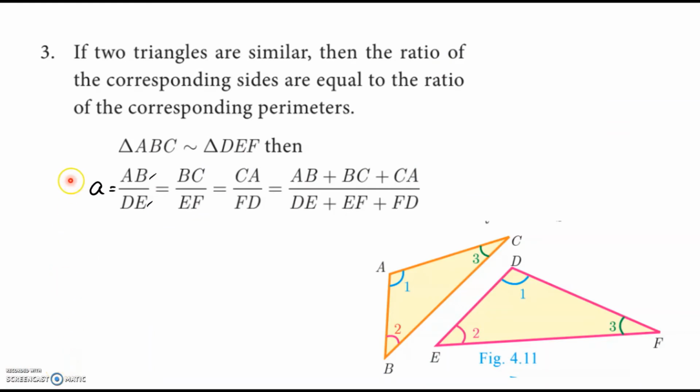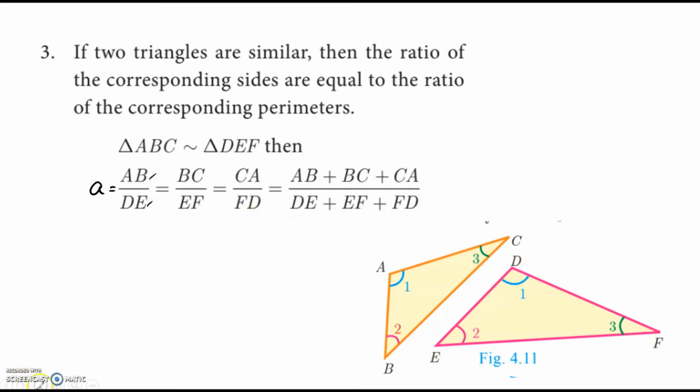The third property says, if two triangles are similar, then the ratio of the corresponding sides is equal to the ratio of the corresponding perimeters. So we know the perimeter is the sum of all the sides. So the sum of all the sides of triangle ABC over the sum of the sides of triangle DEF should be equal to the ratio of their corresponding sides.